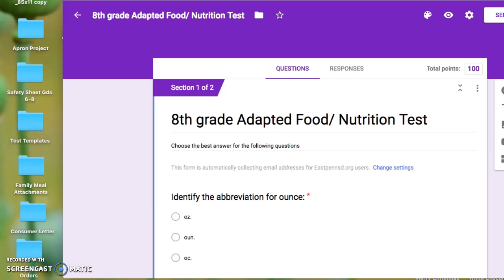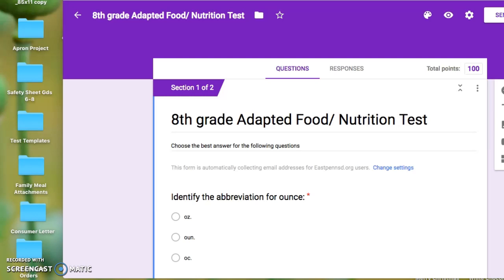What does uppercase T stand for in a recipe? Tablespoon, teaspoon, measuring spoons. Identify the abbreviation for minute. Mark only one oval. MIN, MHR.